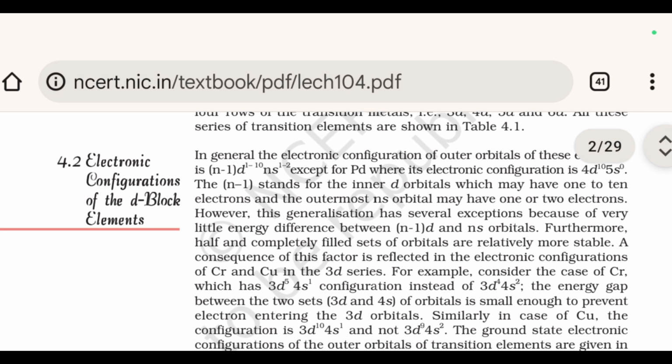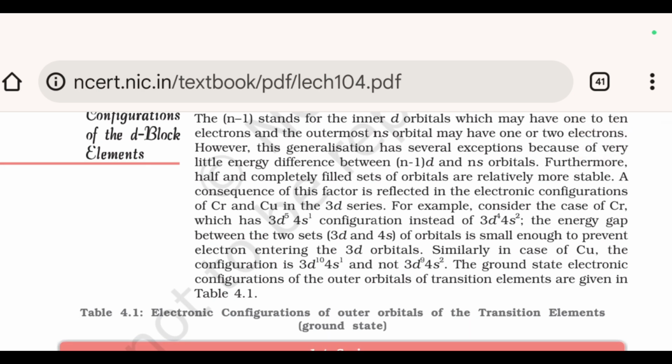However, this generalization has several exceptions because of the very little energy difference between (n-1)d and ns orbitals. Furthermore, half and completely filled sets of orbitals are relatively more stable. A consequence of this factor is reflected in the electronic configuration of chromium and copper in the 3d series. For example, chromium has 3d5 4s1 configuration instead of 3d4 4s2. The energy gap between the two sets, 3d and 4s orbitals, is small enough to prevent electrons entering the 3d orbital. Similarly, in the case of copper, the configuration is 3d10 4s1 and not 3d9 4s2.